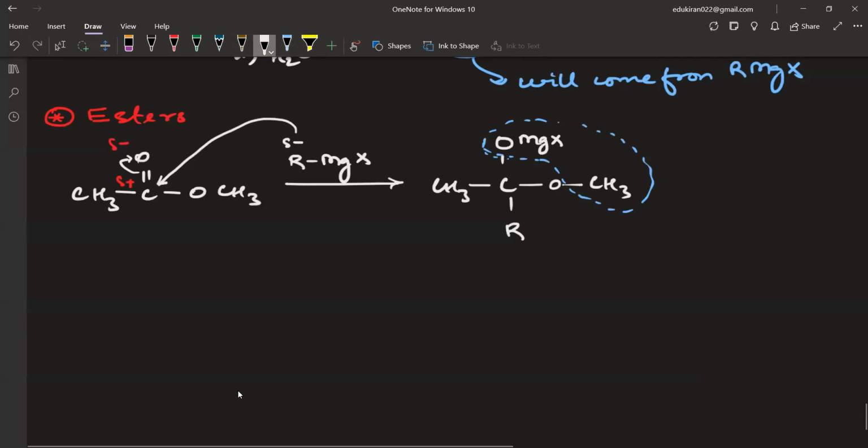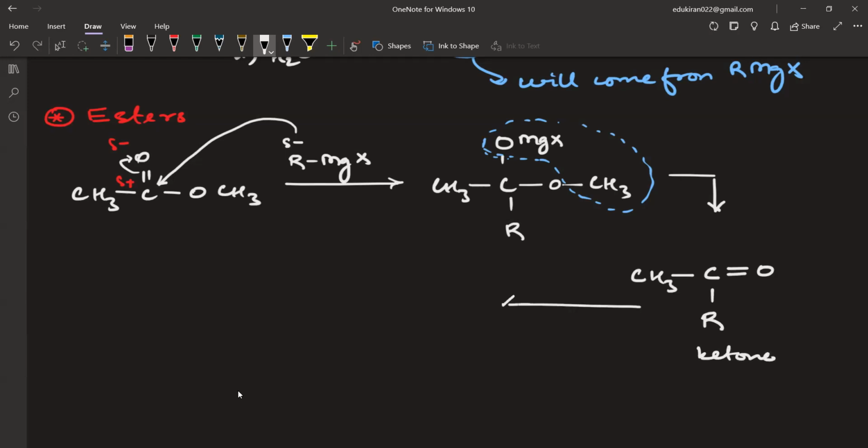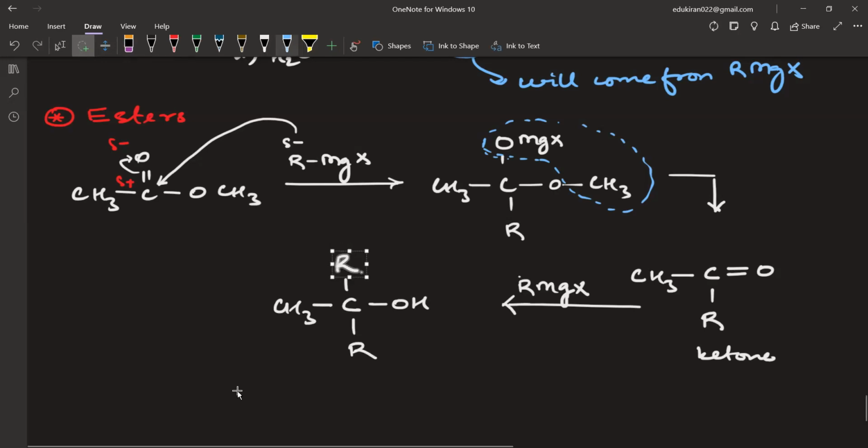So this is going to go away, and then you're going to get CH3 carbon, and this oxygen will get a double bond, with an R group here. And this is now what? This is a ketone. And you know what is going to happen if you have a ketone and RMgX? It is going to be CH3, carbon, OH, and the R group will add here. This R group is already present, but both of these R groups are coming from the Grignard reagent. Please remember this. All of these R groups are coming from the Grignard reagent. This is how the reaction happens if we have an ester.